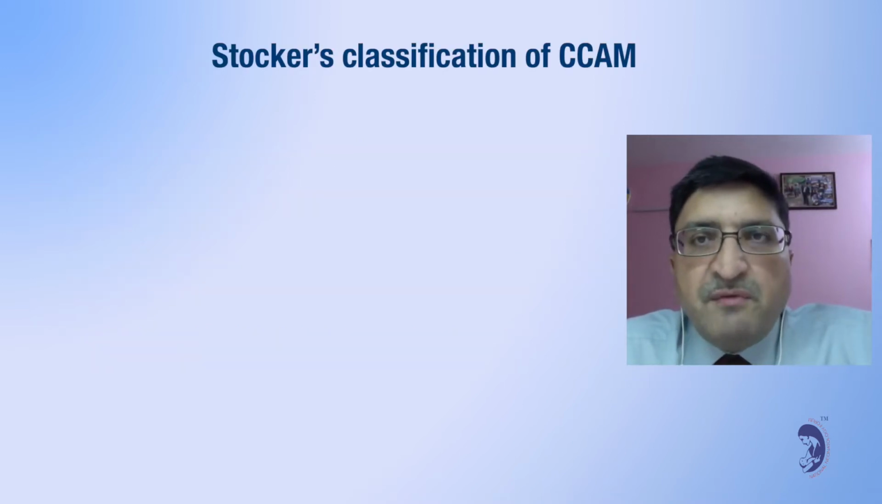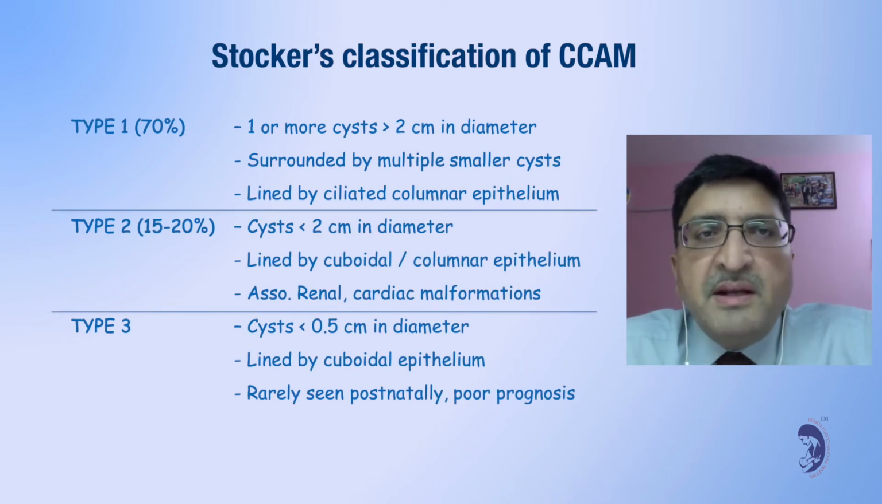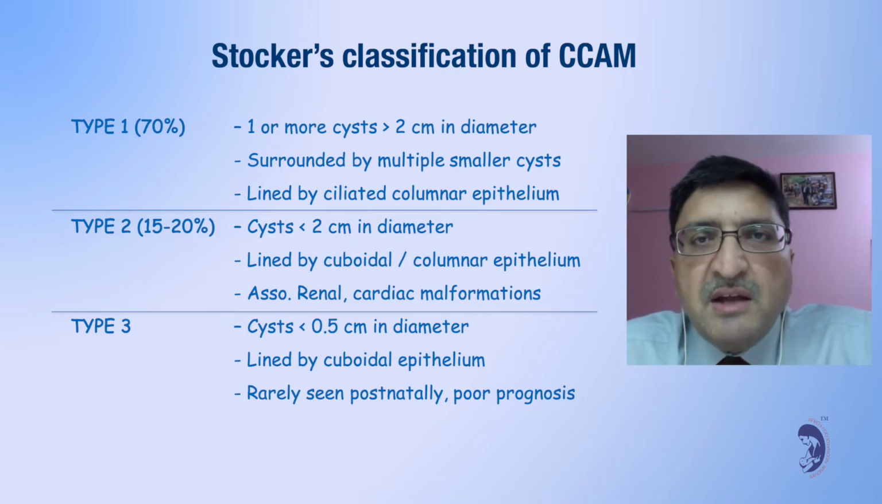Now, there are three types of CCAMs which have been classified. The type 1, which is the most frequent, almost 70% of the cases, is the macrocystic variety, in which there are one or more cysts which are more than 2 centimeters in diameter. They are surrounded by multiple smaller cysts and lined by ciliated columnar epithelium.